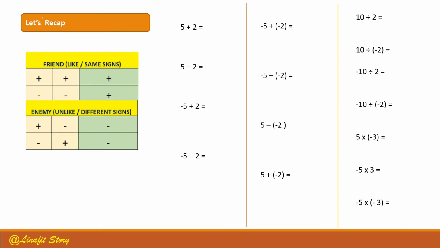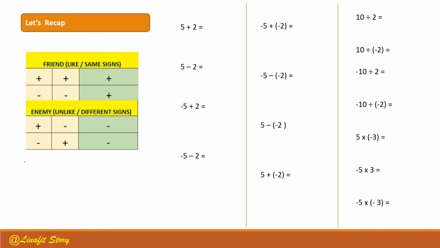Let's recap. For multiplication or division, if you meet your friend, the same sign, the result is positive. But if you meet your enemy, different signs, the result is negative. So remember, two like signs become a positive sign, while two unlike signs become a negative sign.